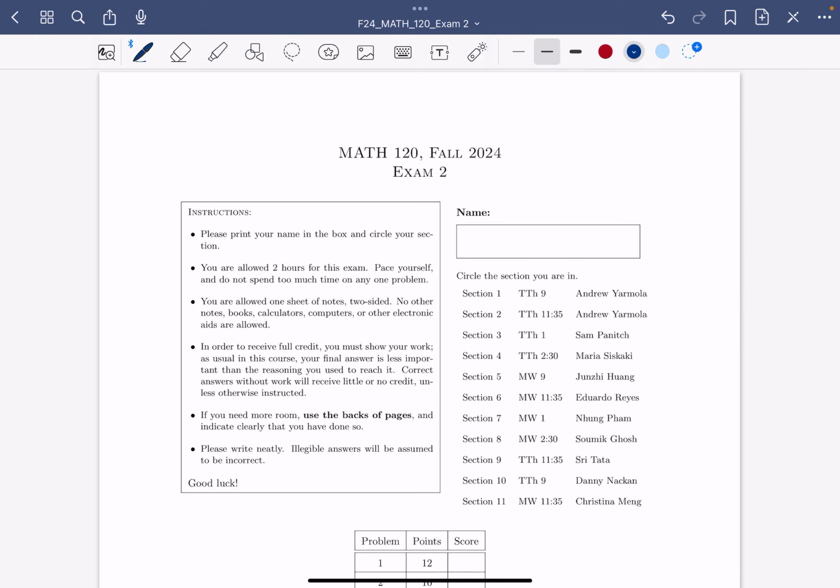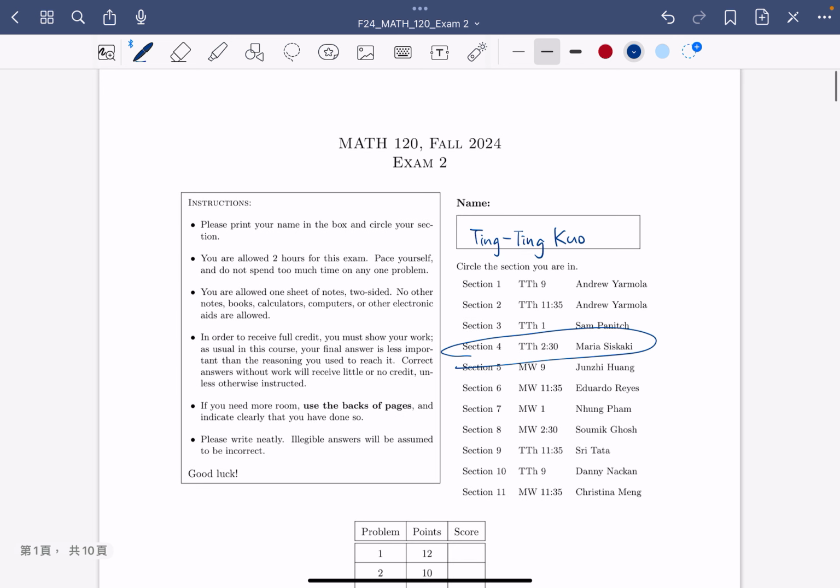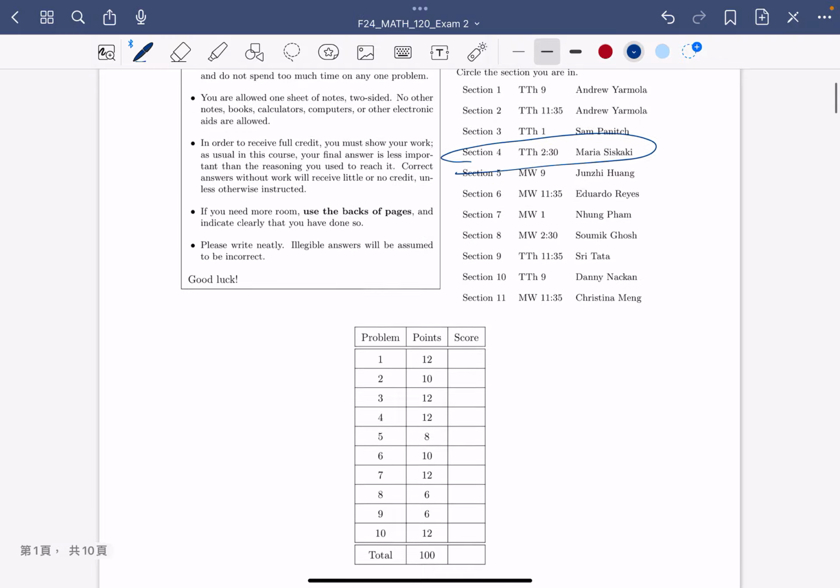Okay, hello everyone. Let's go over this past exam together. So the first thing we do is to write down our name, and don't forget to circle the section that you're in. For example, if I'm in Maria's section. Okay, let's get started.